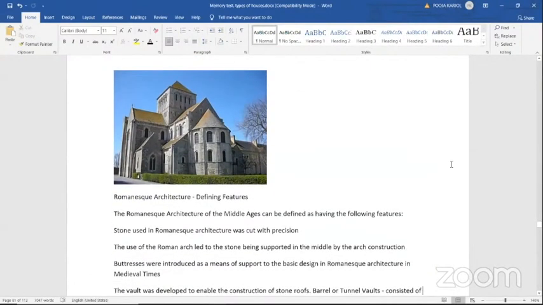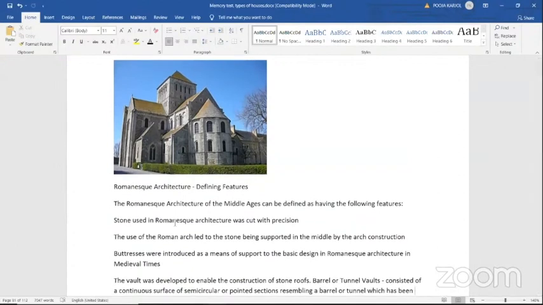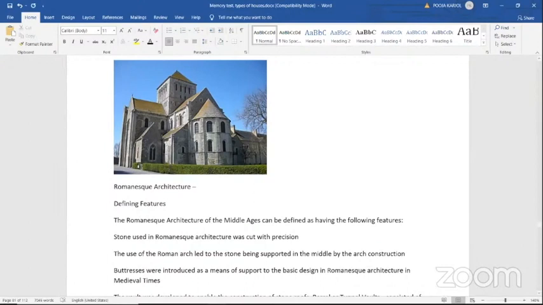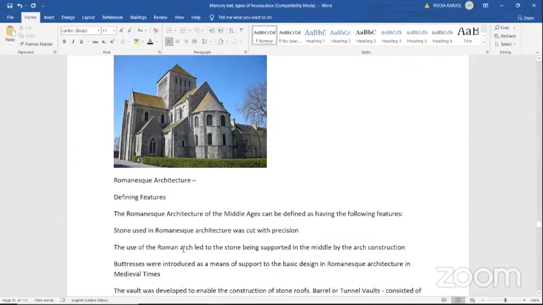Romanesque architecture. The defining features of it. Romanesque architecture of the Middle Ages can be defined as having the following features. Stone used in Romanesque architecture was cut with precision. Sometimes when you see old castles and all, it looks as if it has not been cut with precision, but this has been taken care of. That is the main feature.